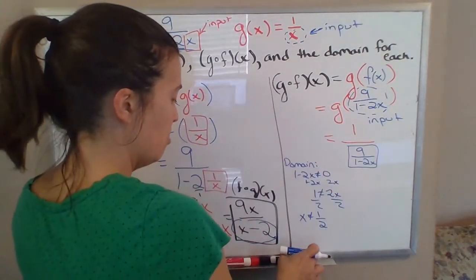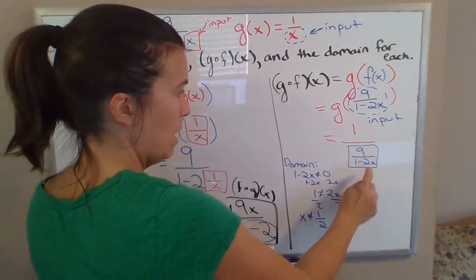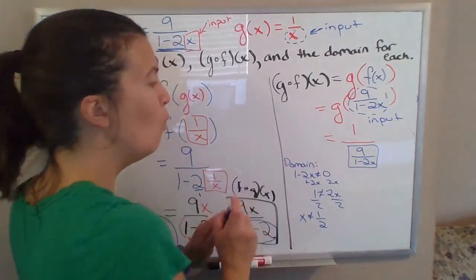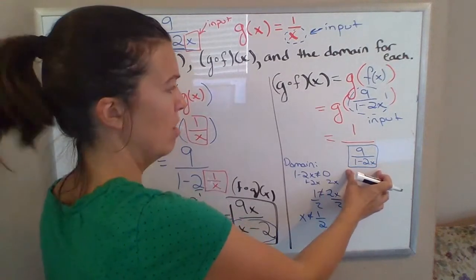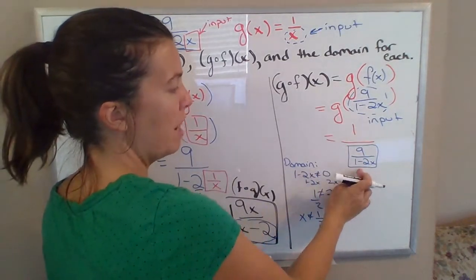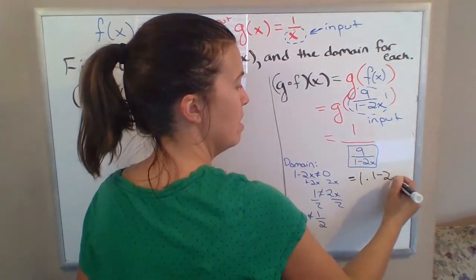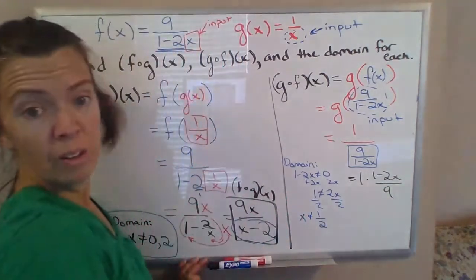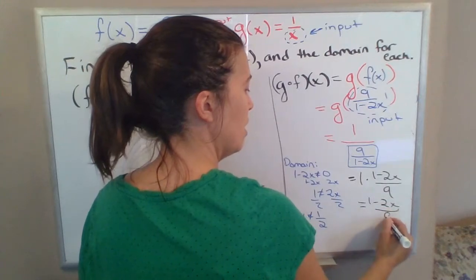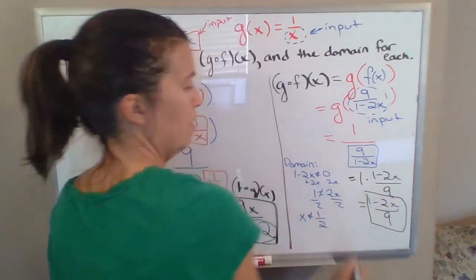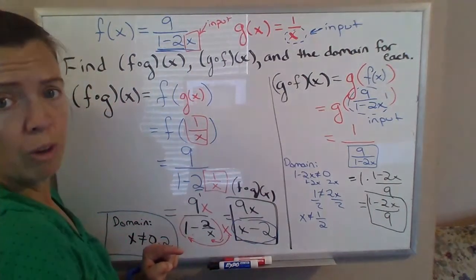So now, in order to simplify this, we want to get rid of, again, a fraction within a fraction, or maybe this is what you would be more likely to think of in terms of this problem: this is 1 divided by a fraction, so that's the same as 1 times the reciprocal. That might be what comes more naturally to you. And so this is equal to 1 minus 2x all over 9. So notice the difference. These are two different functions. The order matters with composite functions.